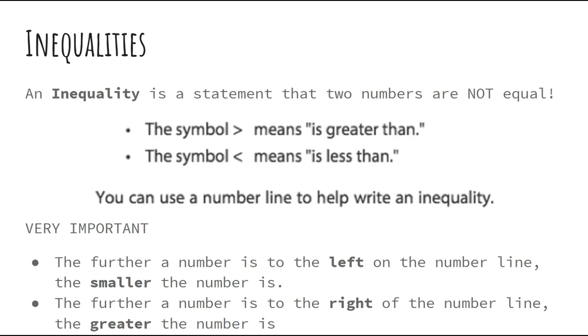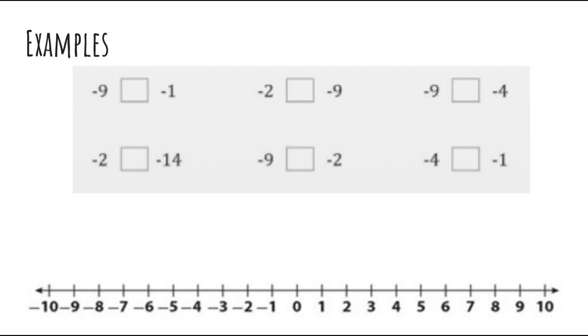You can use a number line to help when you write an inequality. And it's very important to remember that the further the number is to the left on a number line, the smaller the number is. And conversely, the further it is to the right, the bigger the number is. Let's take a look at some examples of inequalities. Remember, I have to complete these using greater than, less than, or equal to. So I can tell where the number is, or how large a number is, by plotting on the number line.